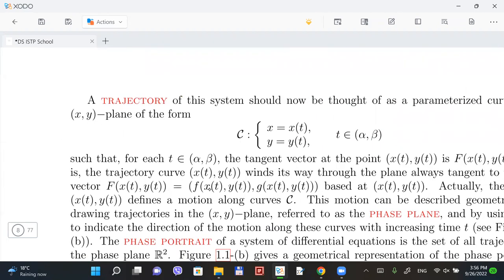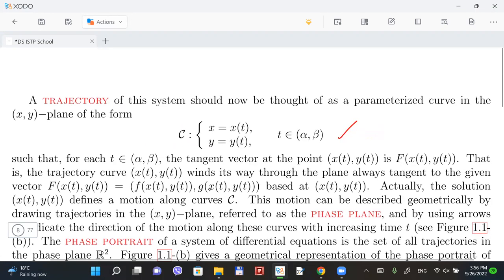So what is the trajectory? The trajectory is the curve in the x plane, which we call the phase plane, and it is the curve whose parametric equation is given in this way. For all time t, the tangent vector at some point is given by this. So every solution of the differential equation in this sense defines a motion along the curve.